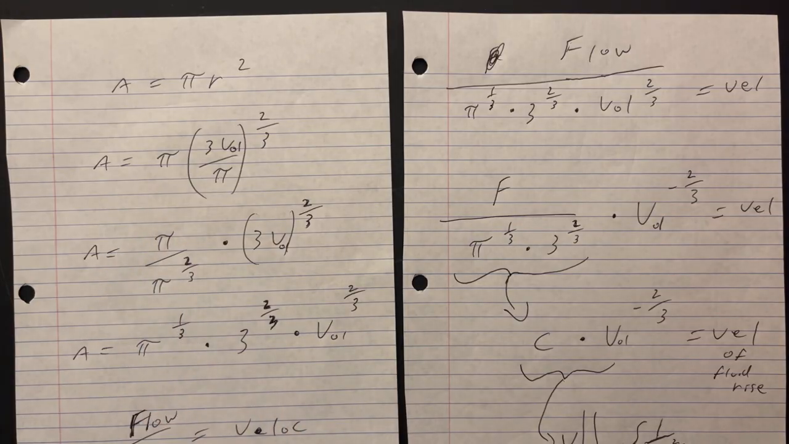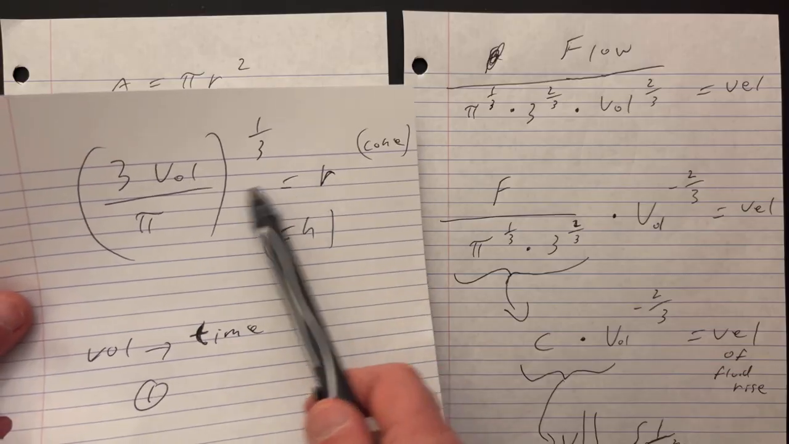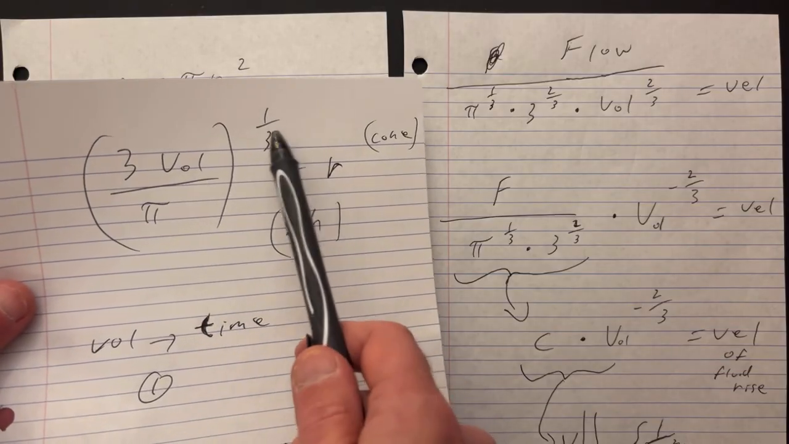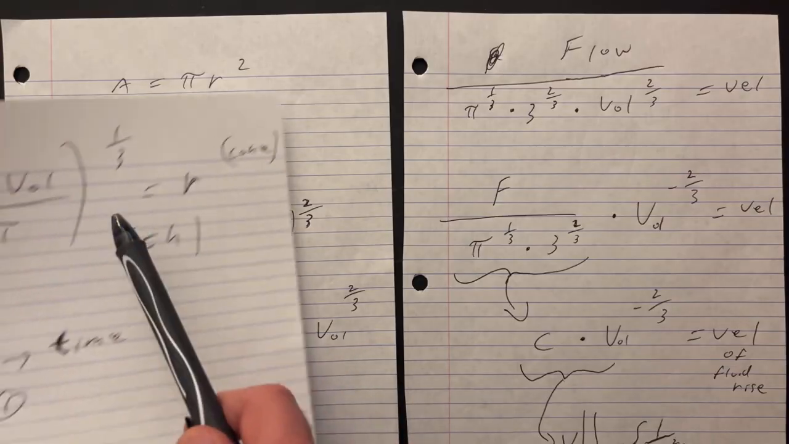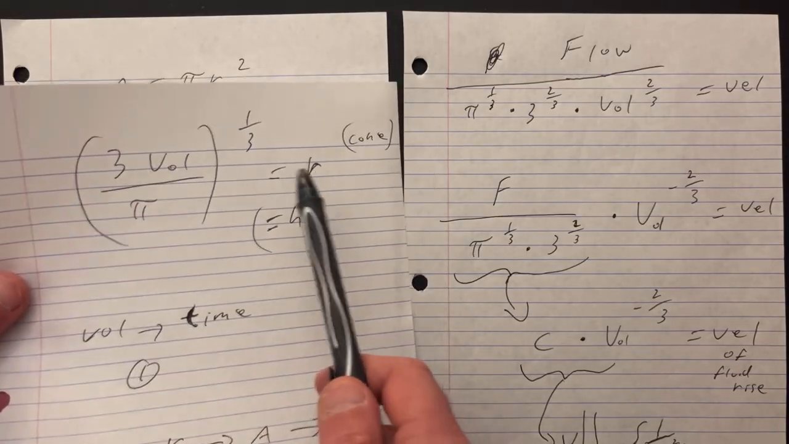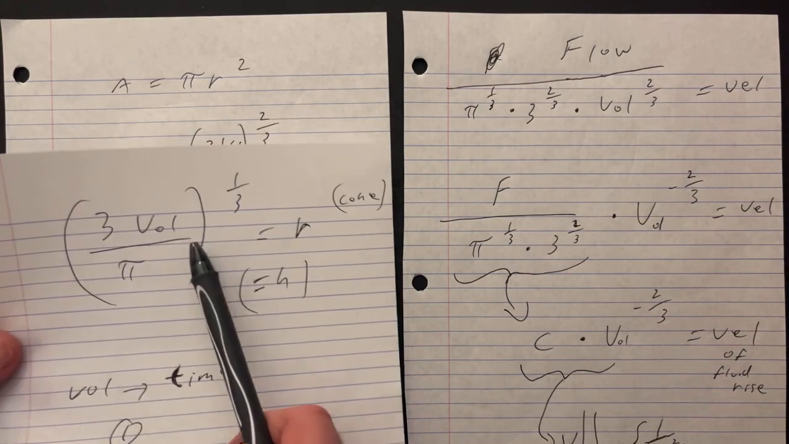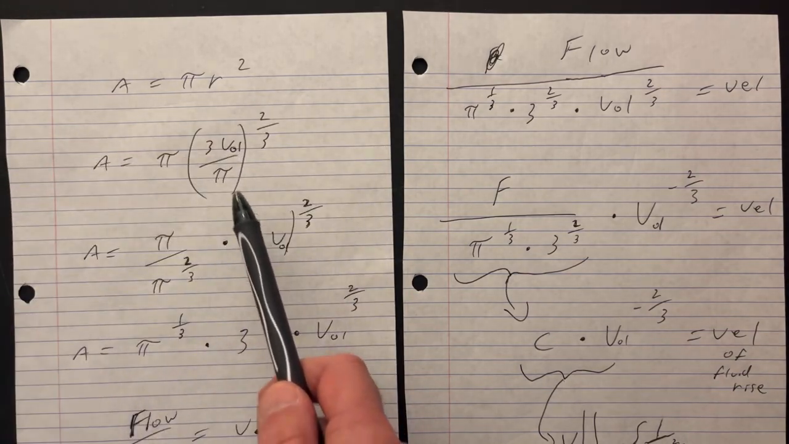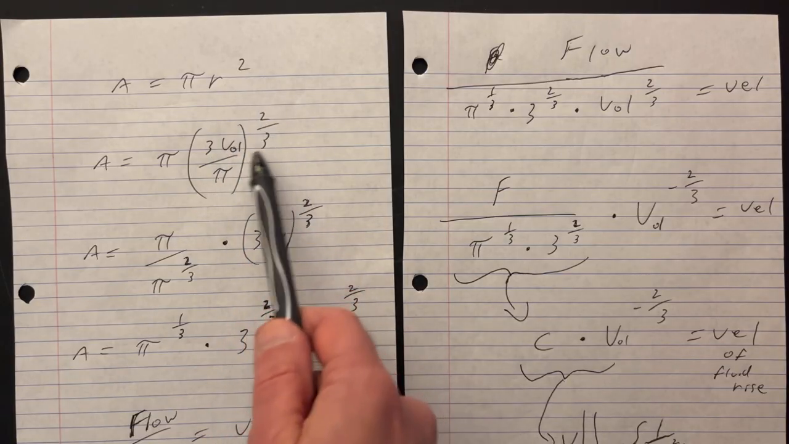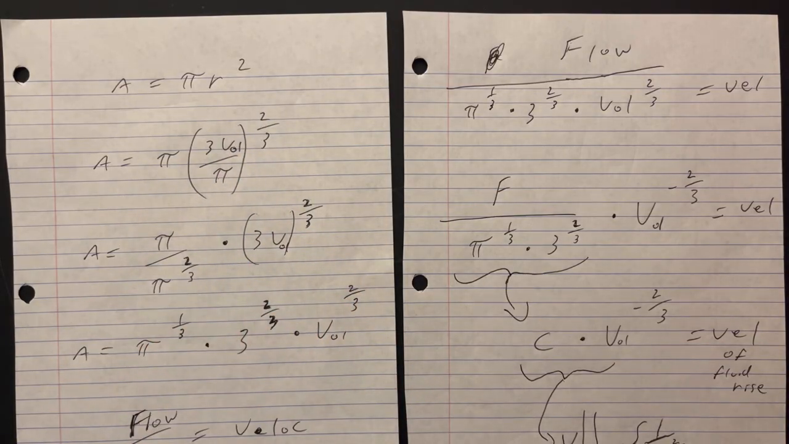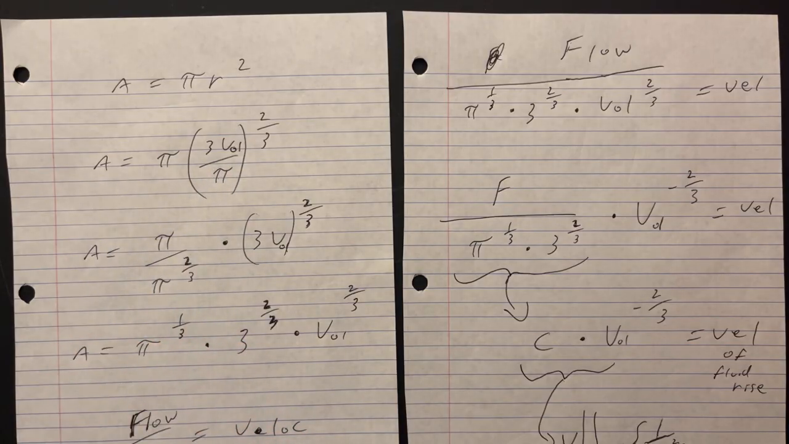What I'm going to do now is some nesting. And this whole radius right here of (3 times volume over pi) to the 1/3, I'm going to nest inside of the area equation. So this right here goes right there. And also, since this is to the 1/3, but then I have to square it because it's radius squared, 1/3 times 2 equals 2/3. So I've turned radius into volume and nested that into the area of a circle.